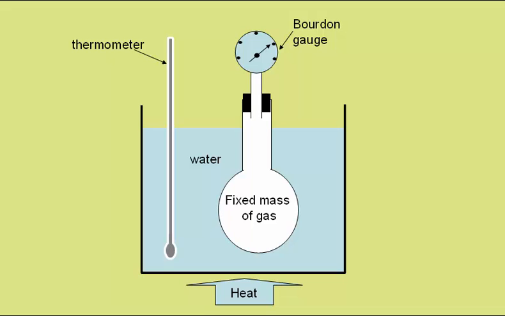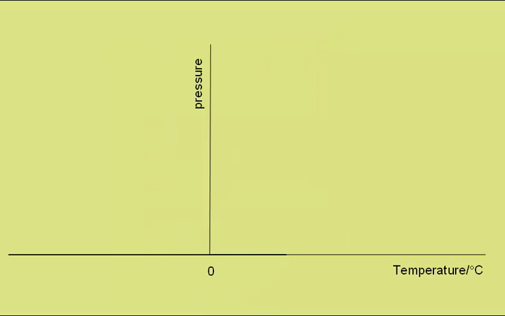With this apparatus, we can find out how the pressure of a fixed mass of gas is affected by temperature, now at a fixed volume. The volume will hardly change as the pressure of the gas increases. Now, plotting a graph of the pressure against the temperature in degrees C, we would get a line again something like this, and again extrapolating below 0 degrees C gives 0 pressure at minus 273.15 degrees C.